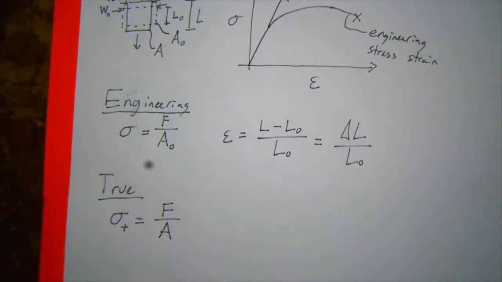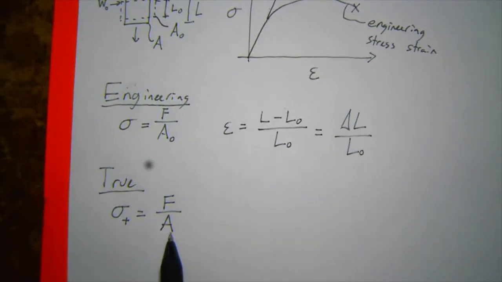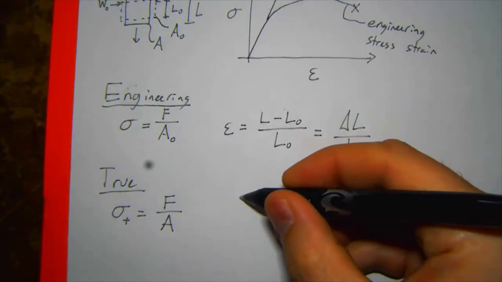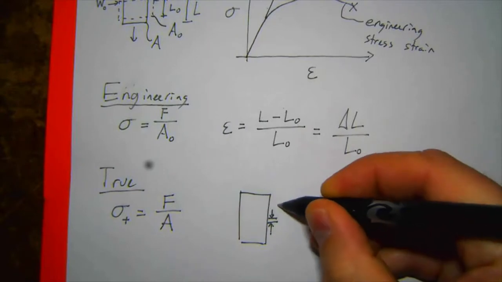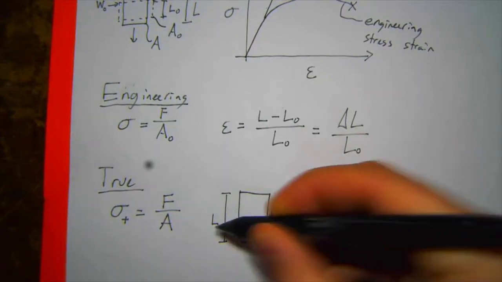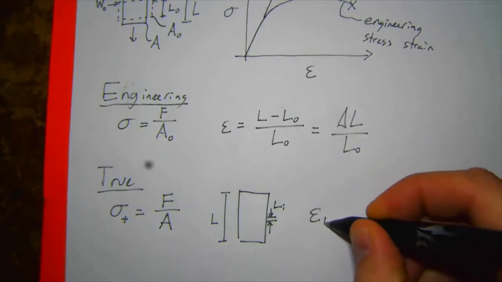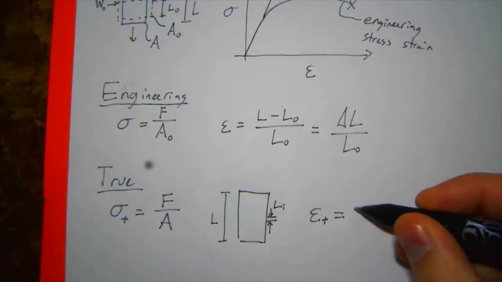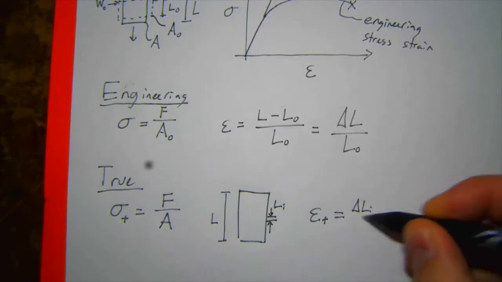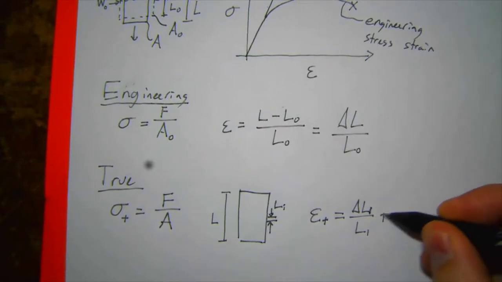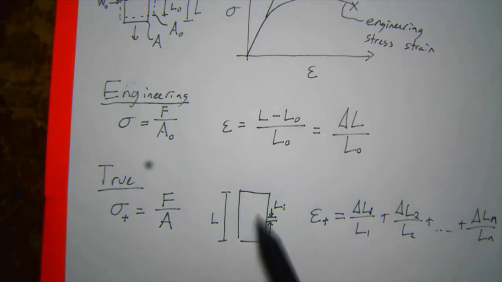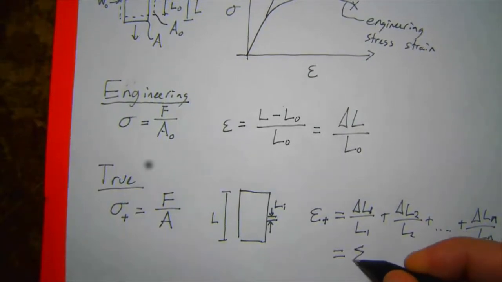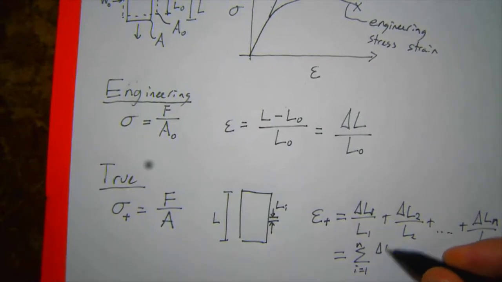For true strain, I want to look at the strain at an infinitesimal location, the same way area can change at a different position. What I'm actually going to do is look at a very narrow section of my part, some Li, for a part of length L. I'm going to say my true strain, epsilon true, is delta L1 over L1, plus delta L2 over L2, plus all of these up to delta LN over LN. So I'm going to take the sum of all of these little infinitesimal pieces of strain. I can write that as the sum from i equals 1 to N of delta Li over Li.